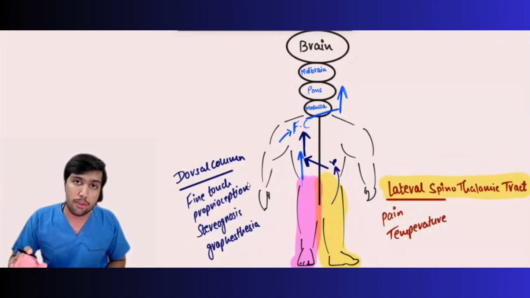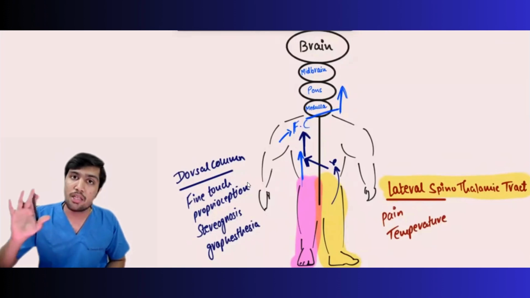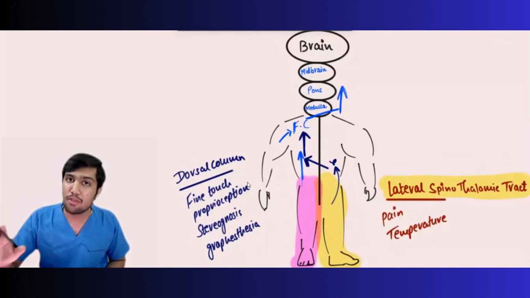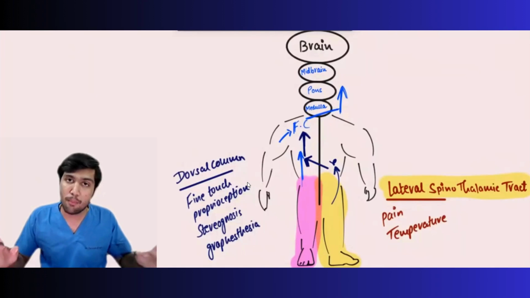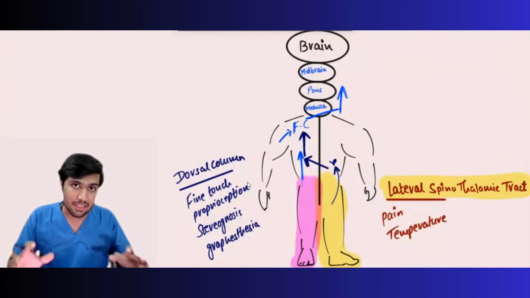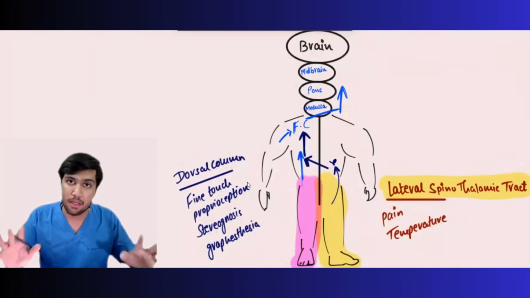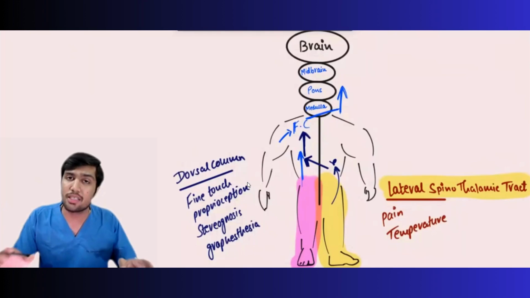And the third order neuron will take all of the dorsal column tract sensations to the somatosensory area of the brain, which is located in the post-central gyrus. So basically, in the post-central gyrus, you have sensations from all over the body coming to the somatosensory cortex area of the brain.